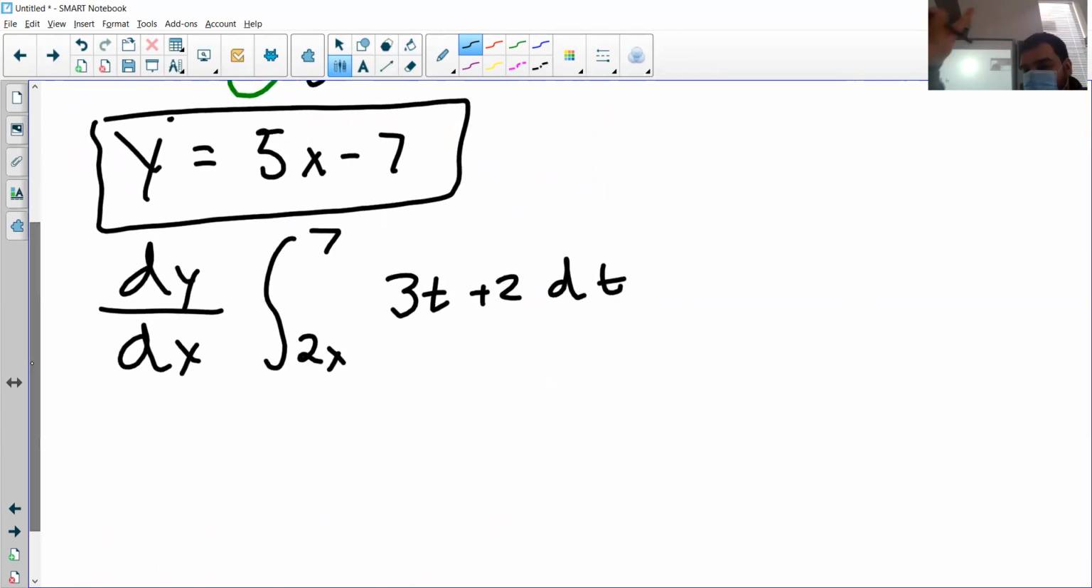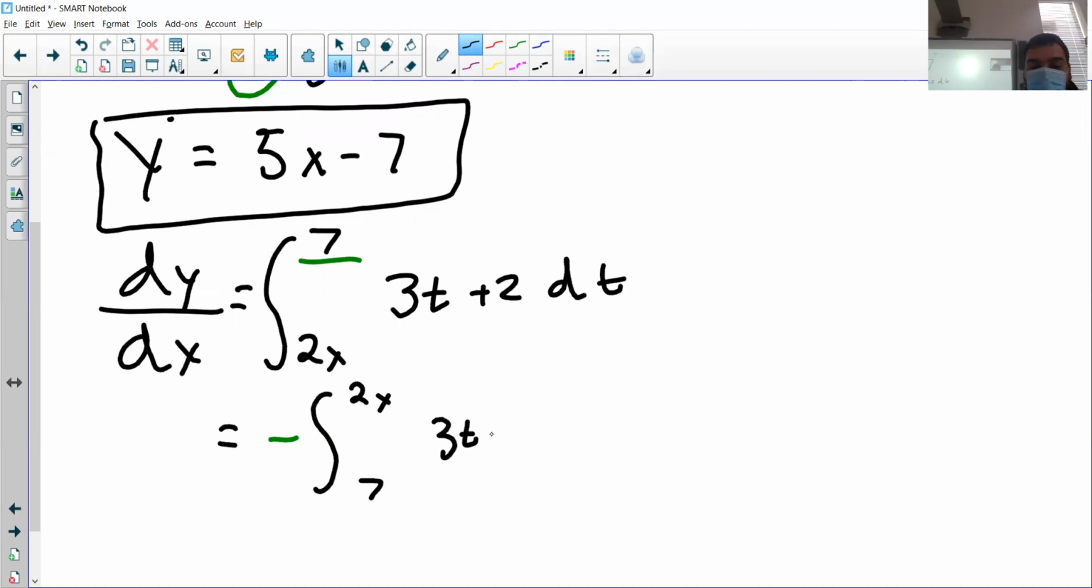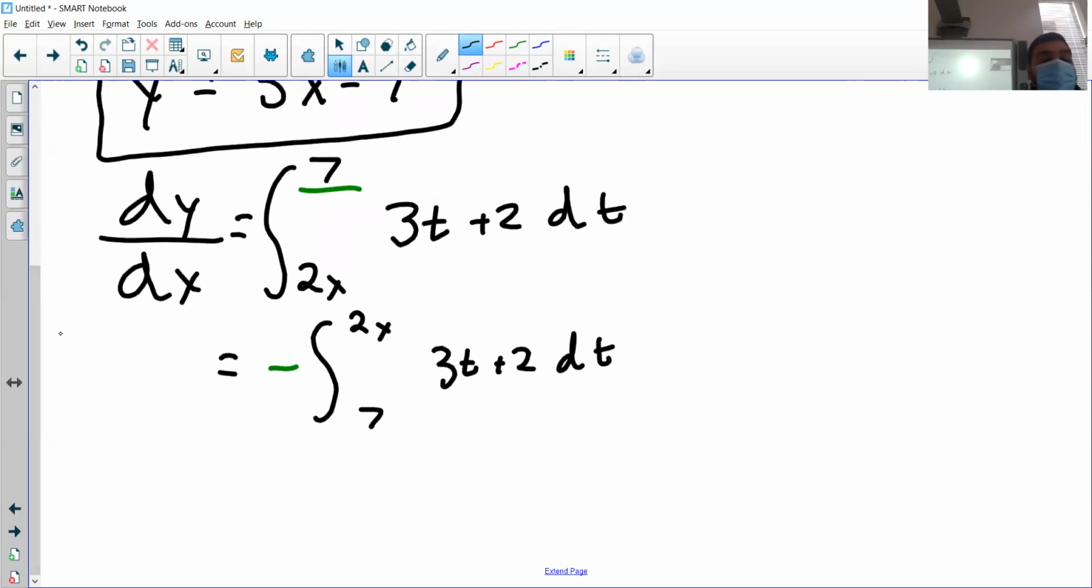3x plus 2 equals y. Exactly. So there are two things going on. First off, you need your variable to be on the upper limit. It is not in the upper limit, so you need to flip your integral. When you flip your integral, what happens to the overall integral? Good, it becomes negative. So what you're going to first do is rewrite it as a negative, the integral from 7 to 2x of 3t plus 2 dt. I hate t's because it messes up, that's why you've got to put a little curl on the bottom.